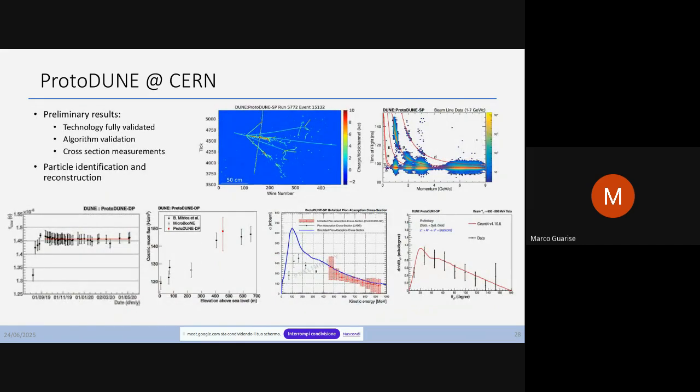And not only the technology, but also the algorithm and the electronic part. But also we are doing some physics related to, for example, the cross-section measurements of particles in argon, or the measurement of the cosmic muon flux and others. These are preliminary results that will be published soon, I hope.